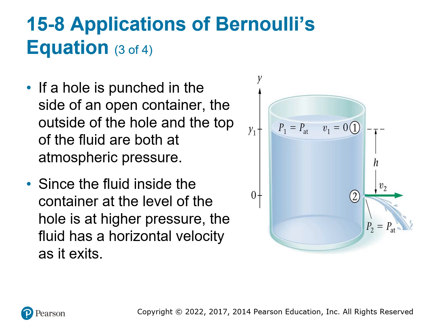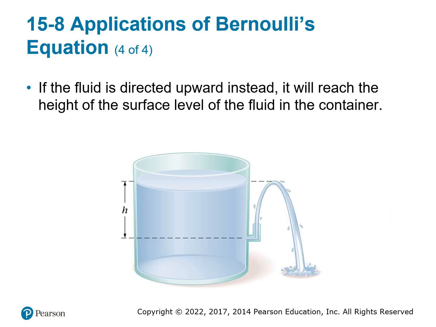Because the fluid inside the container at the level of the hole is at a higher pressure, the fluid has a horizontal velocity as it exits. So this kind of goes back to kinematics a bit, calculation-wise. If the fluid is directed upwards instead, then it's going to reach the height of the surface level of the fluid in the container. So if the water level is up here, then when it comes out this opening here, it's going to reach that same height.